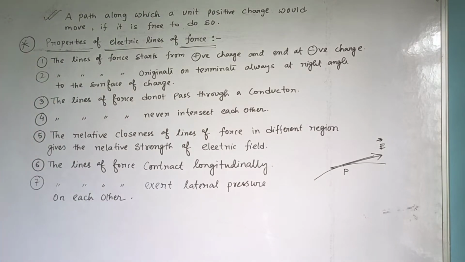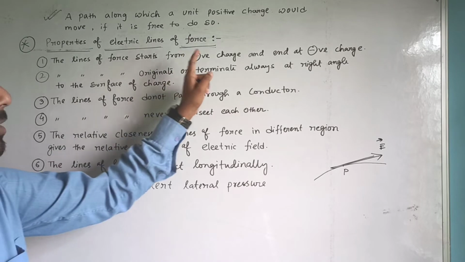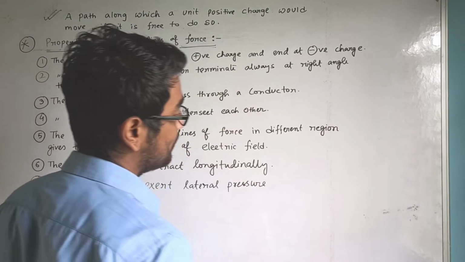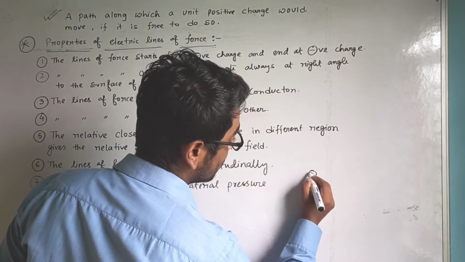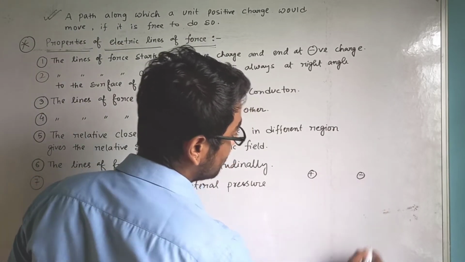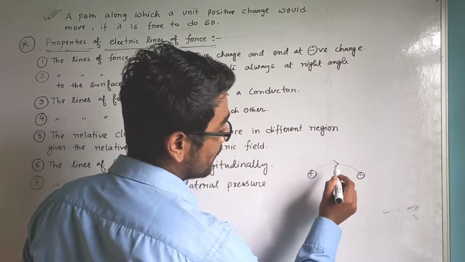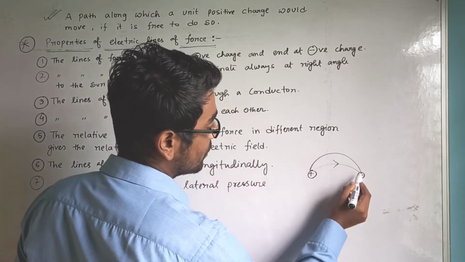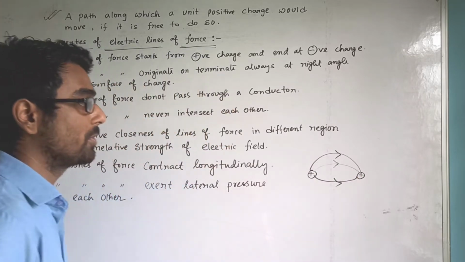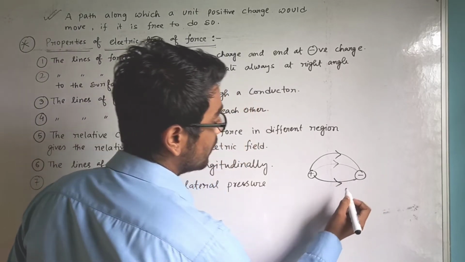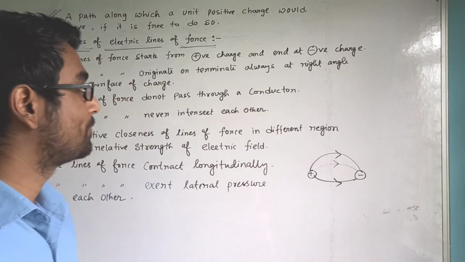So here we get a few properties of electric lines of force. The first property tells that the lines of force start from a positive charge and end at a negative charge. It means whenever we draw a positive charge and here suppose a negative charge, the electric lines of force are always directed from positive to negative, in this direction.